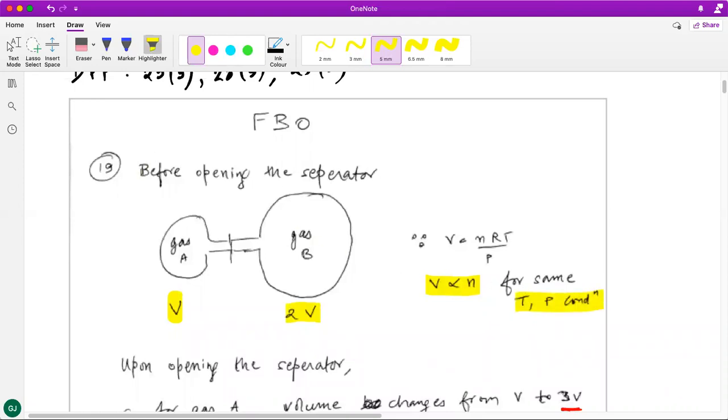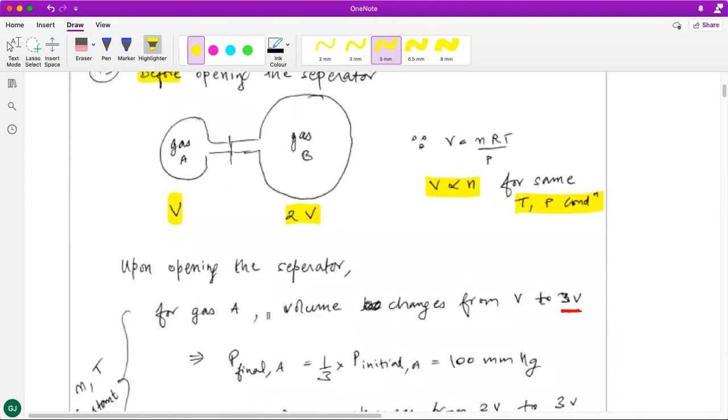That is what is mentioned, that before opening the separator, on the two sides pressure and temperature conditions are the same, and since it is mentioned that gas A has 1 mole and gas B has 2 moles, therefore the volume will also be V and 2V respectively. Now what will happen upon opening the container, right?